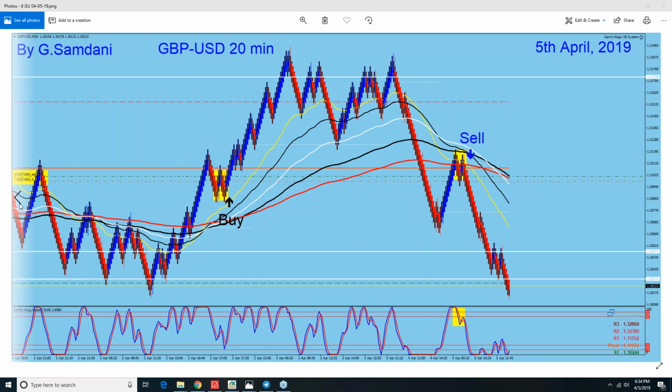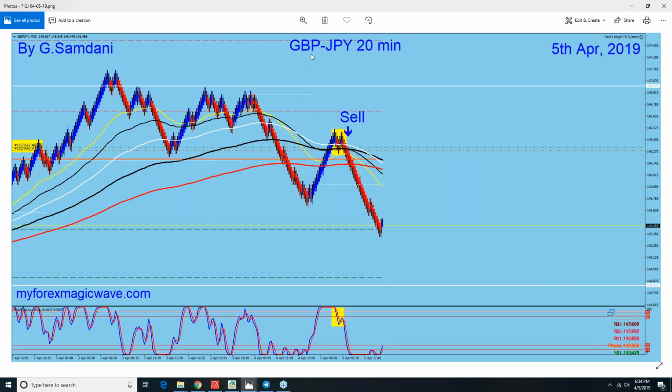So another one today was GBP/JPY 20-minute on April the 5th, right? Entry was here. And it's because of the pound weakness, all pound pairs went down, and I just took these two entries. But GBP/CAD, GBP/AUD, and GBP/NZD also gave beautiful entries. But I just took these two.